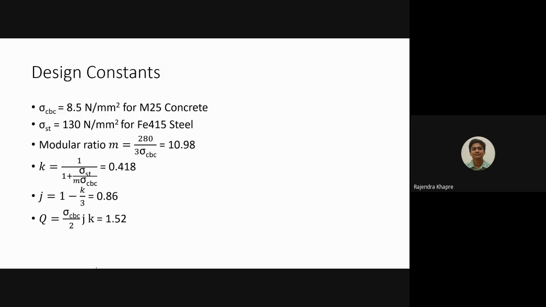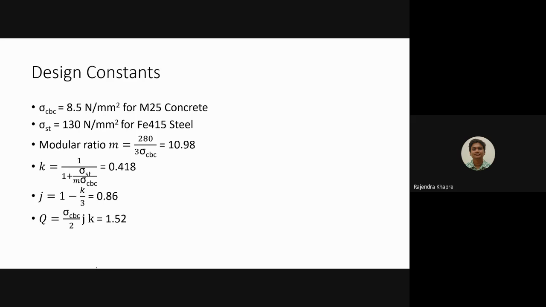Again, we will be using IS3370 part 2 for the design purpose. And for this design purpose, the sigma CBC value as per IS3370 part 2, we have to take it as 8.5, and the sigma ST value as 130 Newton per mm square for Fe415 grade steel. And accordingly, since we are using this working stress method, we have to find out the design constants. One is the modular ratio.